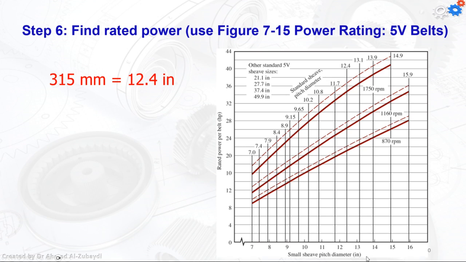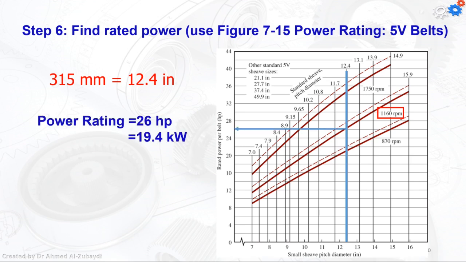So we have the small sheave pitch diameter, now it's found, and here we can simply connect between the different standard sheave pitch diameters, and we can simply find the intersection. We got the RPM value of around 1160 RPM, and the diameter 1 is 12.5 inches. Now we find that the power rating is going to be equal to 26 horsepower, or 19.4 kilowatts.